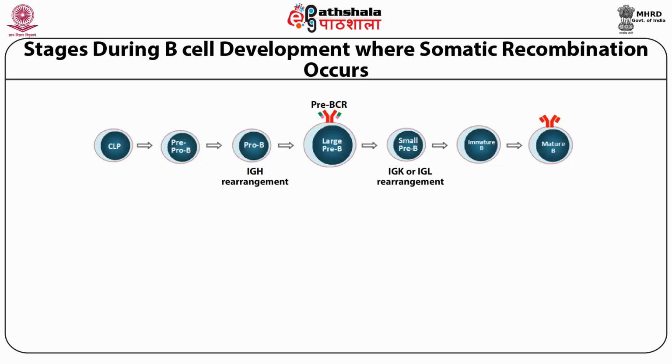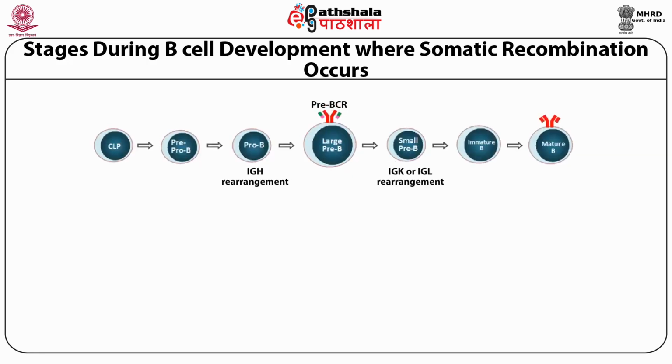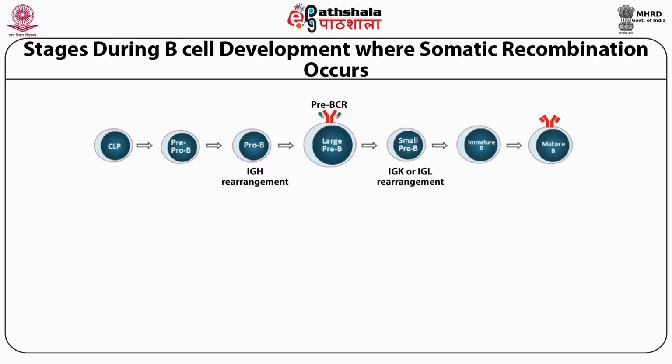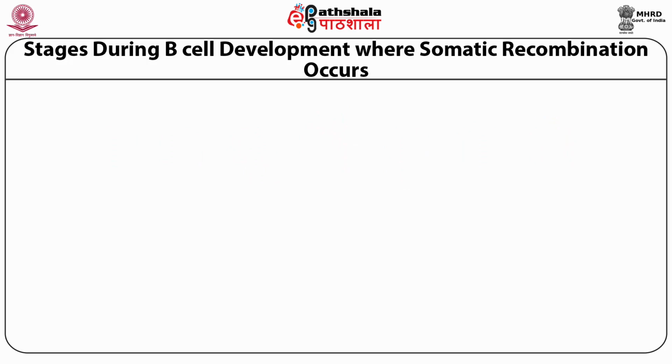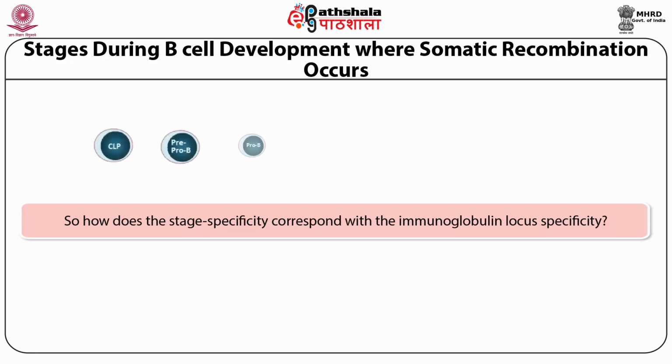The first stage after CLP is the pre-pro B cell stage, which is followed by the pro B cell stage. The cells in the pro B stage differentiate into cells in the pre B stage and finally mature into a mature B cell. So, how does the stage specificity correspond with the immunoglobulin locus specificity? The answer is that at the pro B cell stage, D to J recombination begins at the IgH locus.